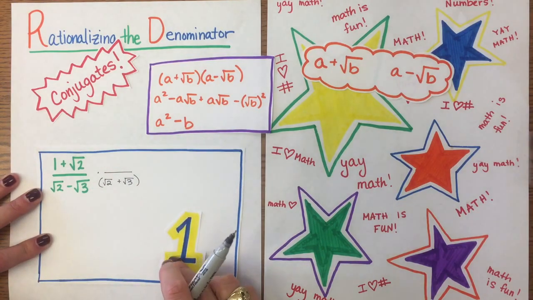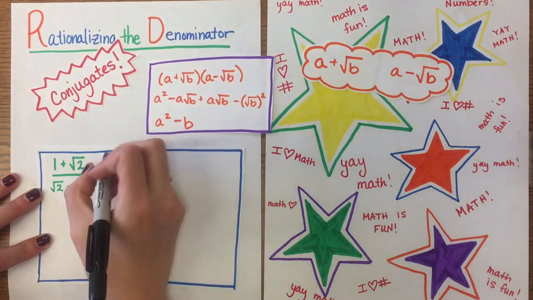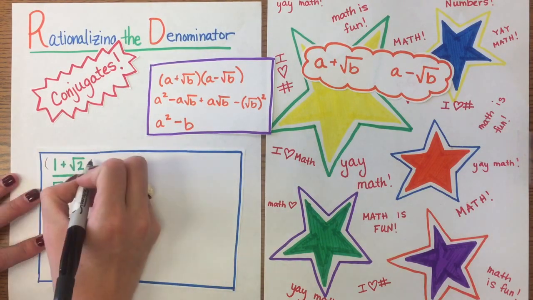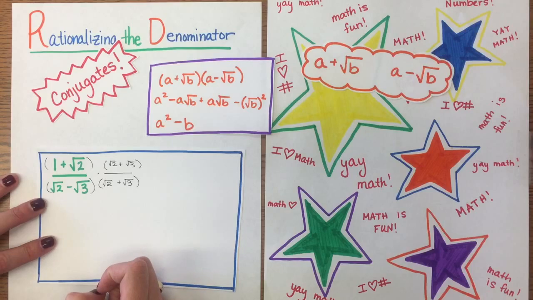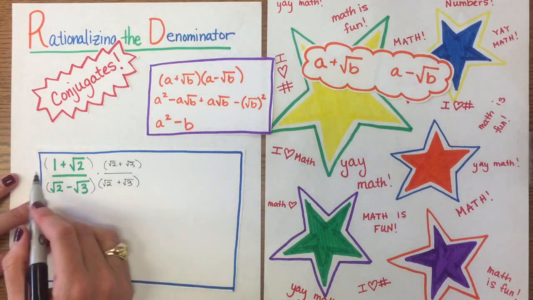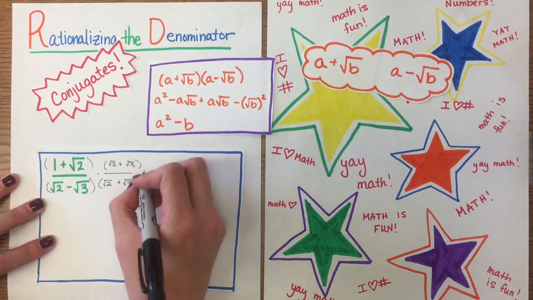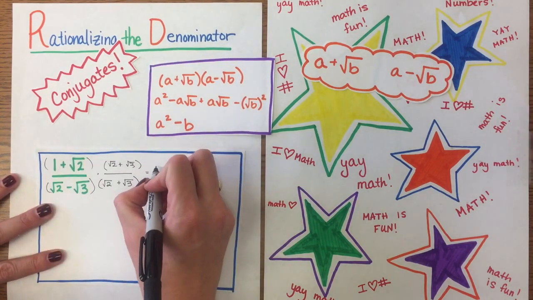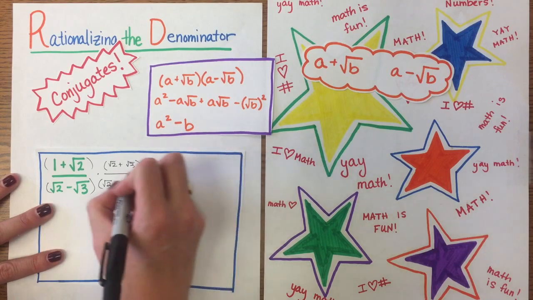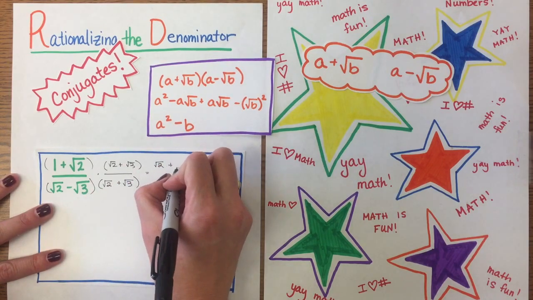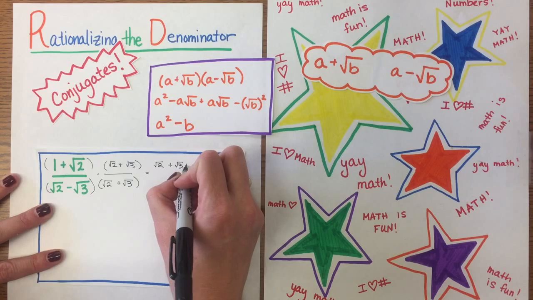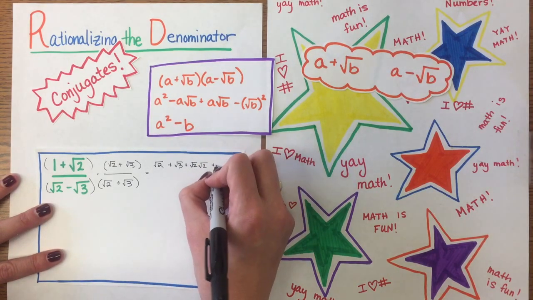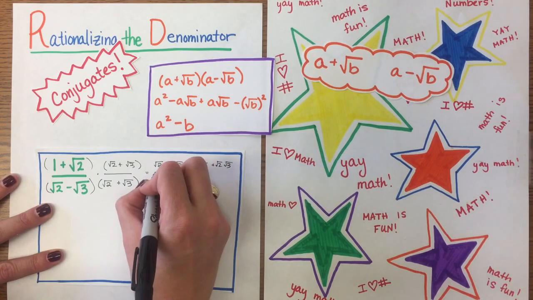And remember, I'm always multiplying by a convenient value of 1. So this should be the square root of 2 plus the square root of 3 in the numerator, just like the denominator. Now, this problem is a little trickier because I have to FOIL the numerator and the denominator. Foiling the numerator, I'm going to go kind of quickly. First term is 1 times the square root of 2. Outside is 1 times the square root of 3. Inside is the square root of 2 times the square root of 2. And last is the square root of 2 times the square root of 3.